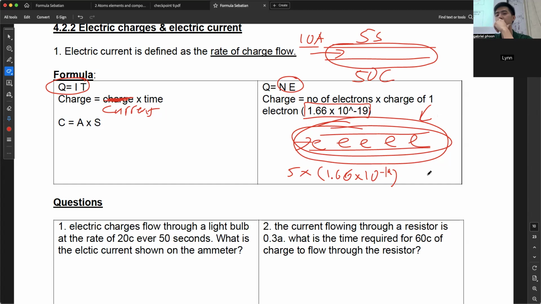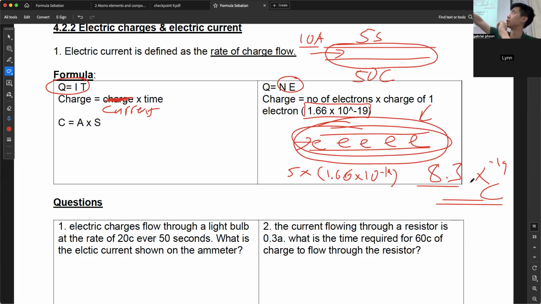It should be somewhere around 5.8. Is it? No, it will be 8.3. It will be somewhere around 8.3 times 10 to the power of negative 19 coulombs, guys. This is the amount of charge that will be flowing in the wire.